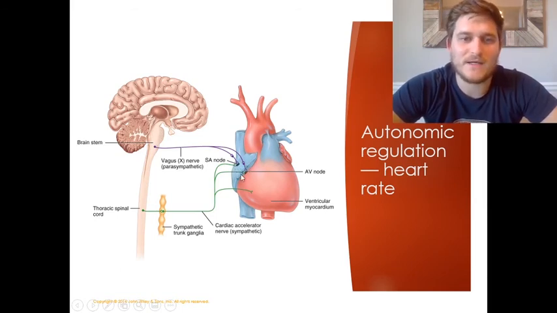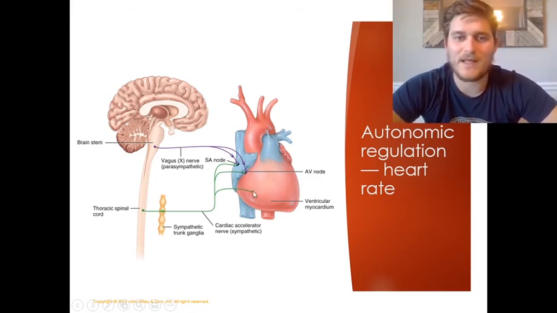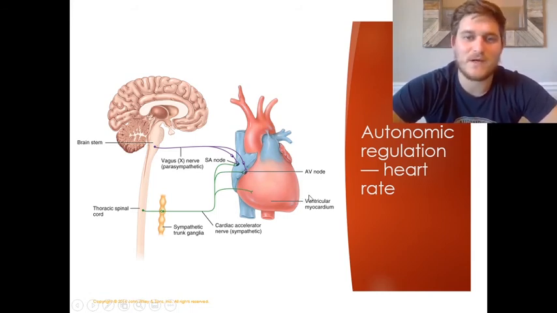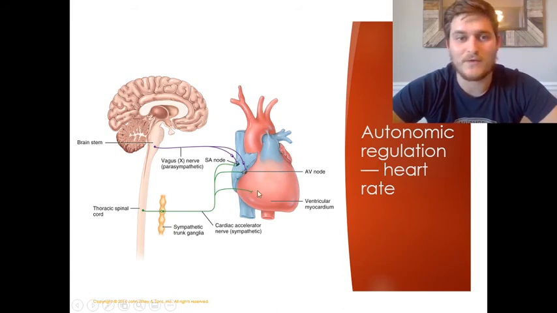It can increase conductivity by releasing norepinephrine at the AV node. And it could also increase stroke volume by releasing norepinephrine, and that binds to beta-1 receptors on the cardiac muscle cells on the myocardium. And so here we see sympathetic nervous activity influences heart rate and stroke volume.